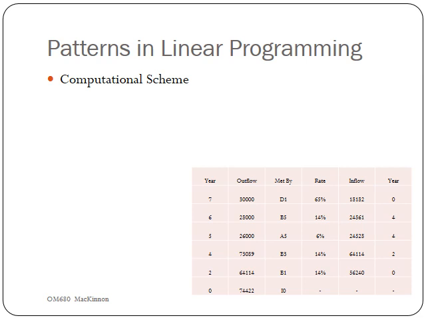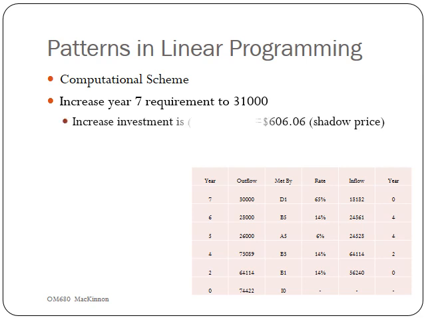All right, the computational scheme. Let's say that we increase the year 7 requirement to $31,000. The increase in investment is that $1,000 divided by $1.65. Remember that investment D gives a return of 65%. So that 1,000 increase divided by $1.65, which is where it's met from, is $606.06. This is our shadow price, and this shadow price will hold indefinitely.